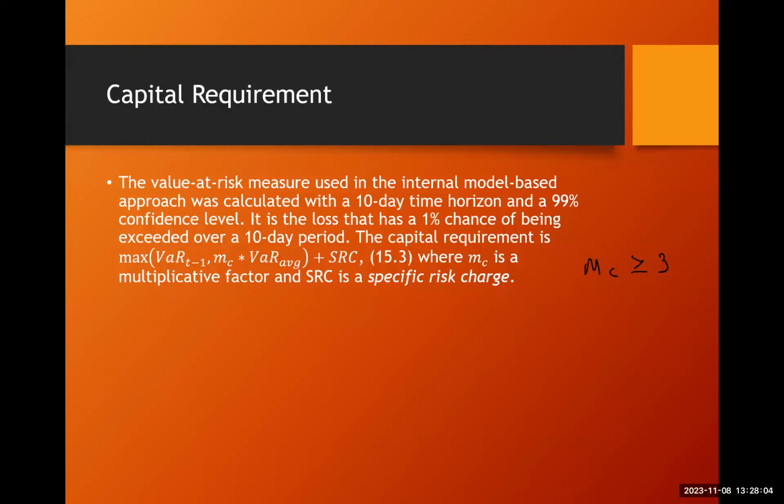What I want you to know about this formula is that the first term is usually determined by the average value at risk. Unless your current losses are 3 times larger than the average, it is more likely that 3 times the average value at risk is going to be what the capital charge is based off of.